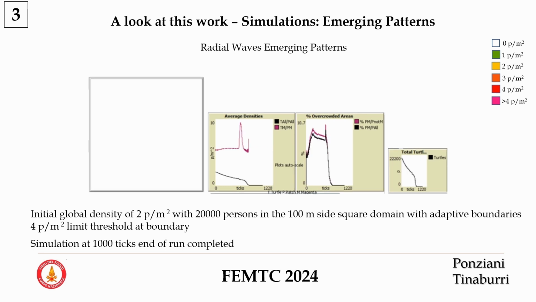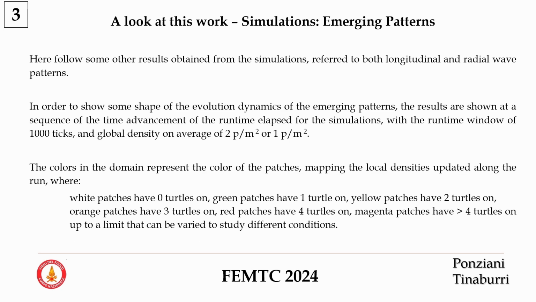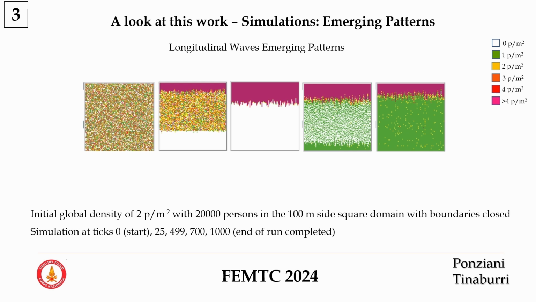Again, letting the system evolve for a longer time, every turtle has escaped freely from the world at the end of the 1,000 ticks of run completed, with 2 and with 1 person per square meter. And again, just to show the evolution of the dynamics of a single run, we have presented another kind of figure type, so we can see from left to right the start and the end of the simulation for longitudinal waves at 2 people per square meter.